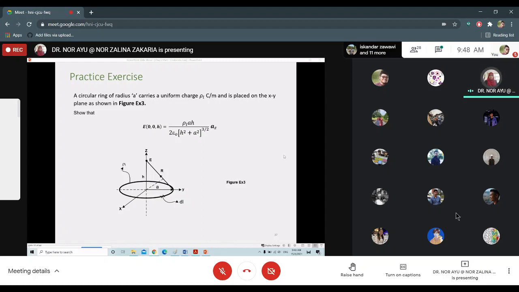this is the next one. The next one, if you look into the question, it looks like a surface but actually it is a circular ring. Okay, this is only a ring. Alright, so when it is a ring, it will be a line. Okay, it will be line charge distribution, because it is not a surface, it is only a line.